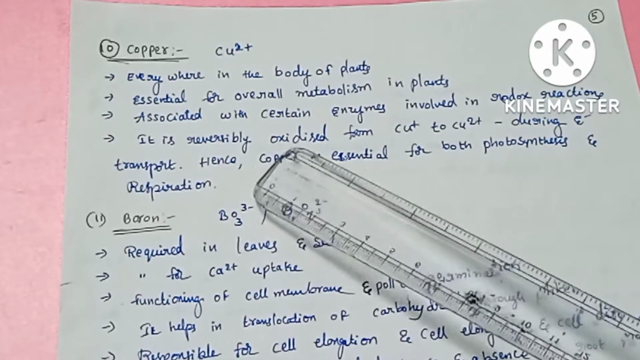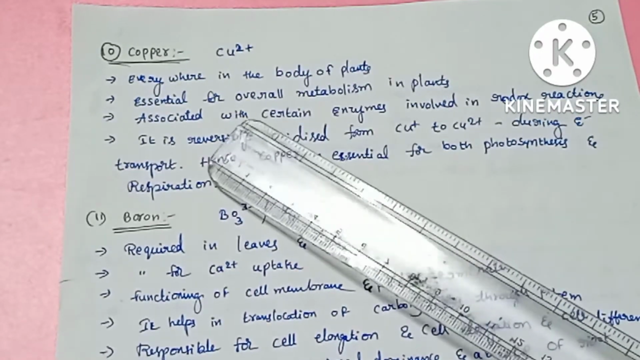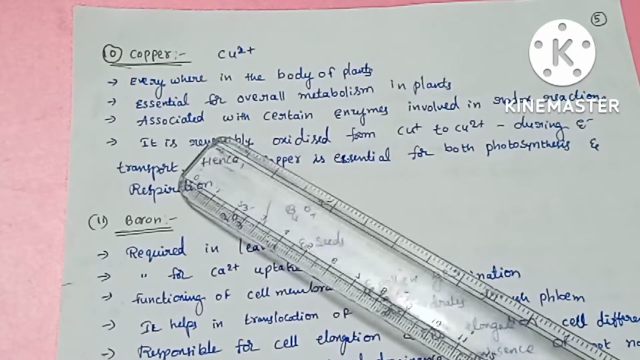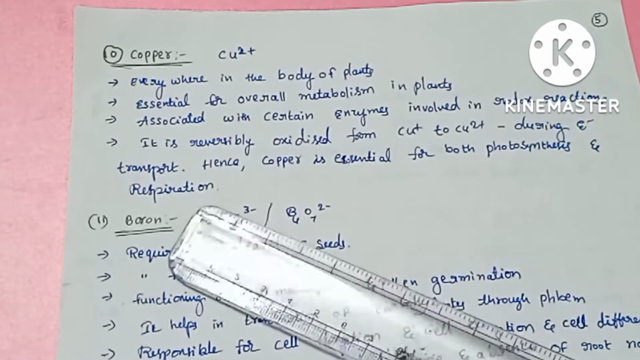Next one is copper. Copper is absorbed in the form of copper ions. It is also required everywhere in the body of the plants, like zinc. And this is essential for overall metabolism in plants, for all metabolic activities.